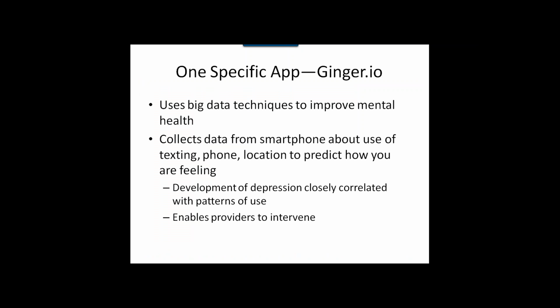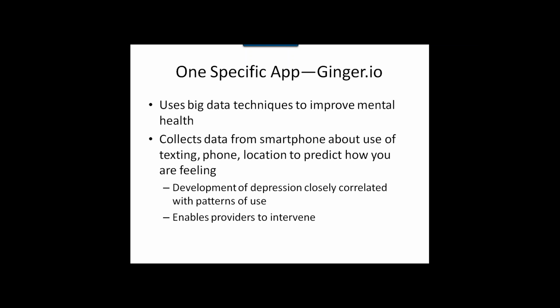I'm going to tell you about one specific app, which is one called Ginger.io. And this is an interesting app. They use big data techniques to try and improve mental health. And what they do is they collect data from your smartphone about your use of texting, phone, and location. And when they analyze that, they're able to predict how a patient is feeling. Turns out that development of depression is closely correlated with patterns of use.